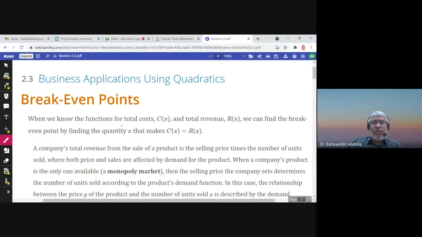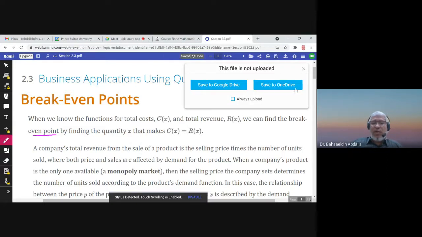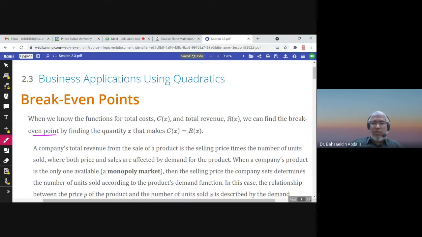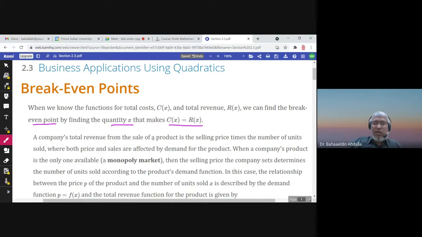So we know how to find the break-even point. We have two cases, if you remember. Either the revenue is equal to the cost function, and we solve this equation for x to find the quantity x, or we put the profit equal to 0, because the profit is the revenue minus the cost.